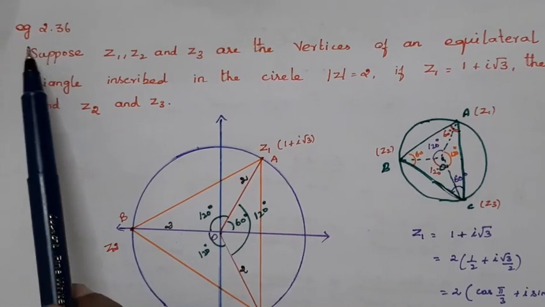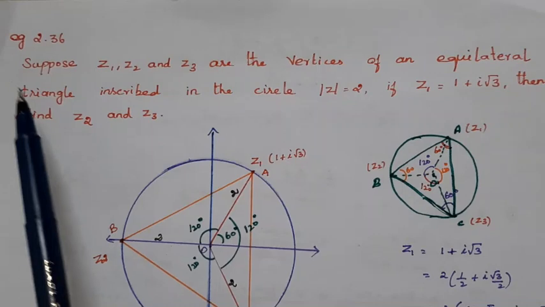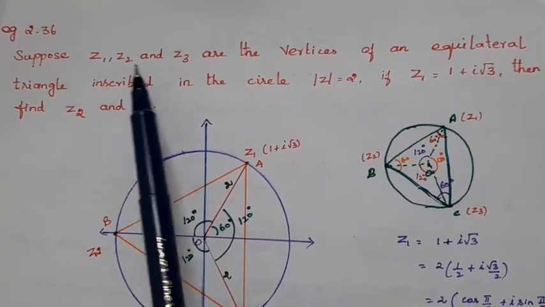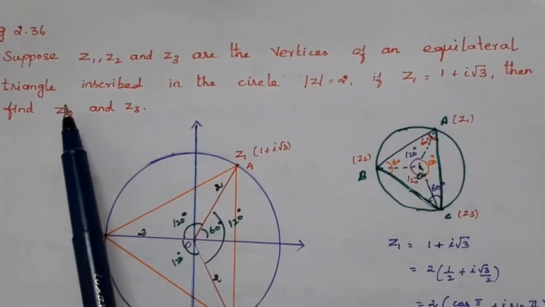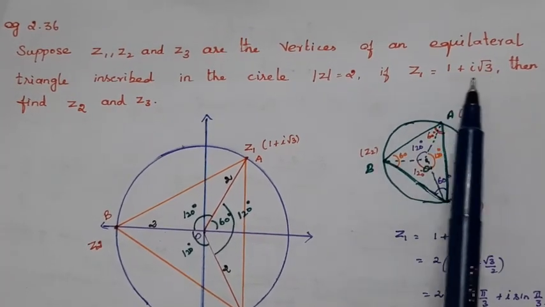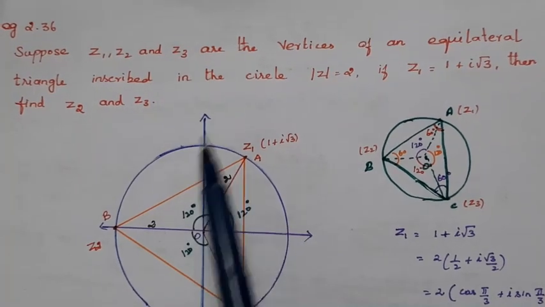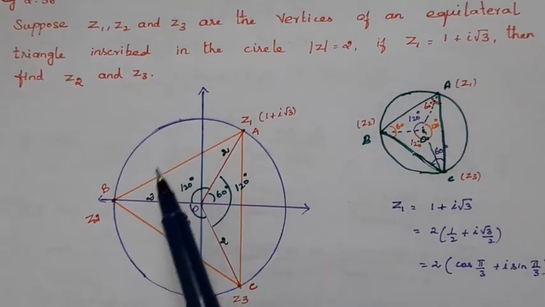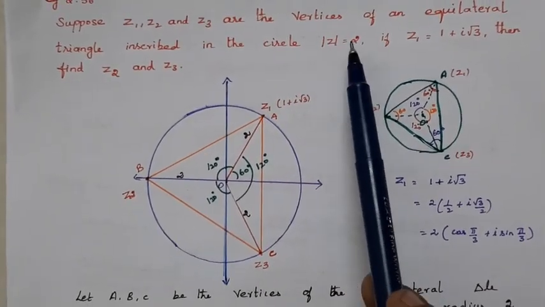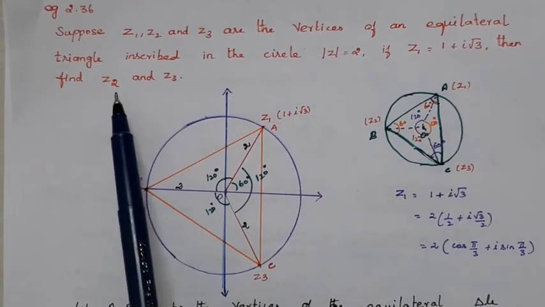Now, let us see the last example of this chapter, complex numbers, that is example 2.36, and this is an important one. Suppose the question is, suppose Z1, Z2 and Z3 are the vertices of an equilateral triangle inscribed in the circle mod Z is equal to 2, and if Z1 is 1 plus i root 3, then find Z2 and Z3. That is, 3 points are given as the vertices of an equilateral triangle, and that equilateral triangle is inscribed in a circle, modulus is equal to 2. That means the circle with radius 2 and the center as origin, and one point Z1 is given as 1 plus i root 3; you have to find the other ones.